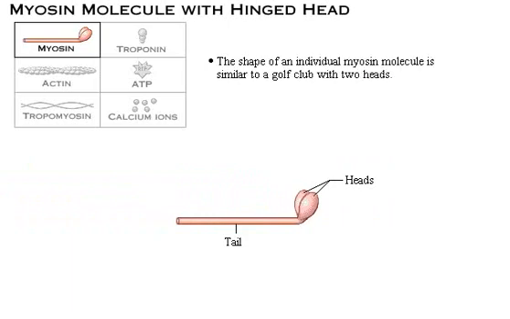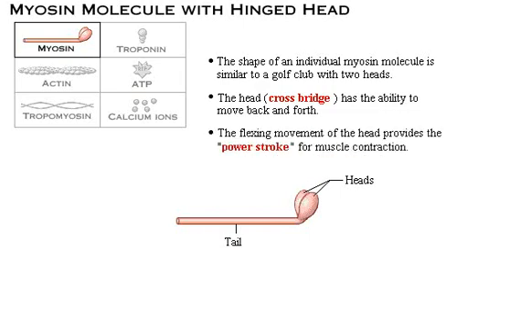The shape of an individual myosin molecule is similar to a golf club with 2 heads. Myosin has several important functional features. The head, which forms a cross bridge, has the ability to move back and forth. The flexing movement of the myosin head provides the power stroke for muscle contraction. Click the head of the myosin molecule to see it move.